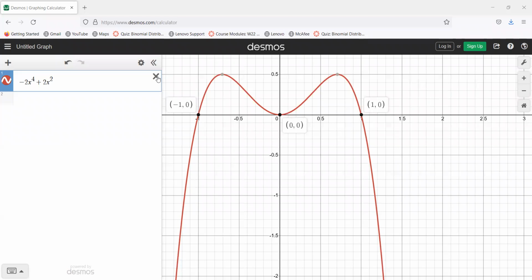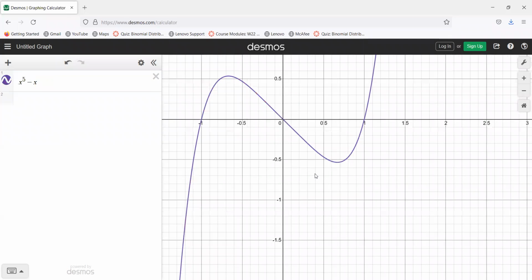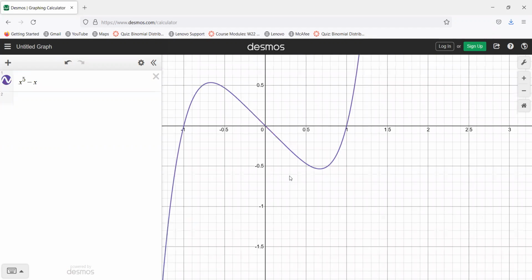Let us take a look at Desmos for this example. Here we have x to the fifth minus x. Guys, take a look at the graph. Here you have 1, 0. You have another 0. You have your next 0 right here. We expect to have 3 zeros for this function. At 3 points, the graph hits the x-axis. Let us do it algebraically.